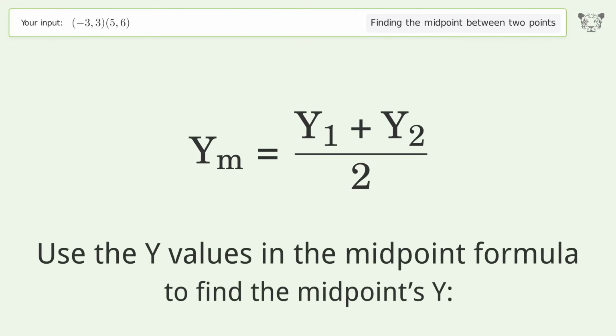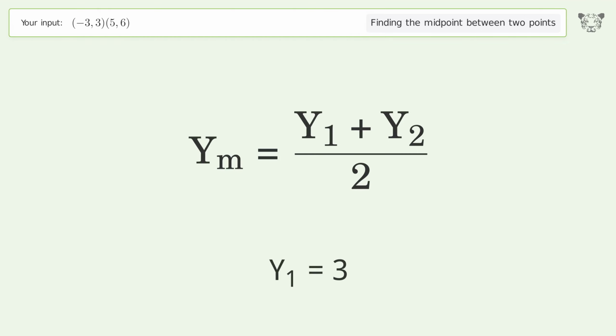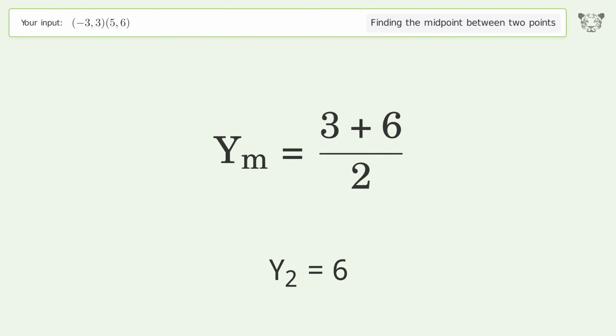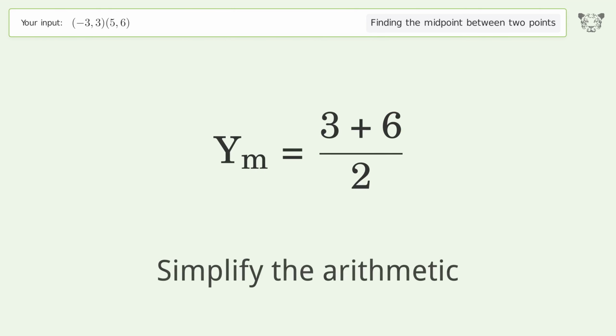Use the y values in the midpoint formula to find the midpoint's y. y1 equals 3. y2 equals 6. Simplify the arithmetic.